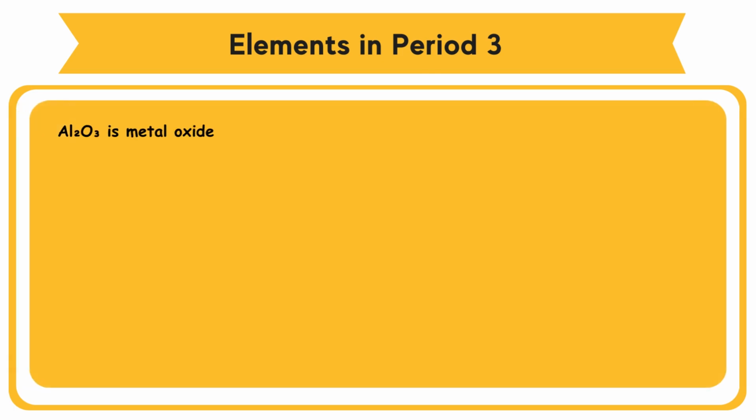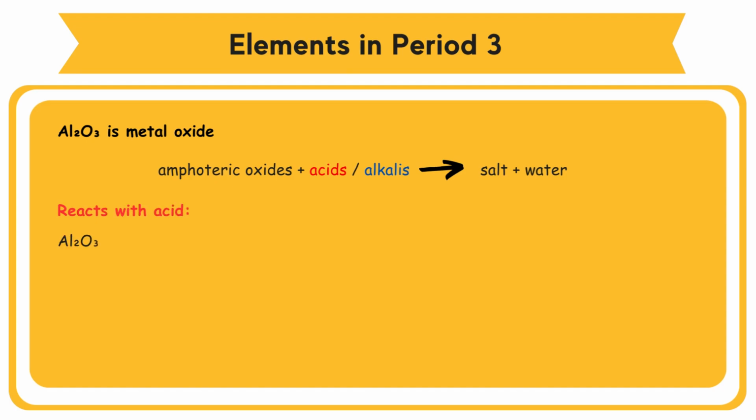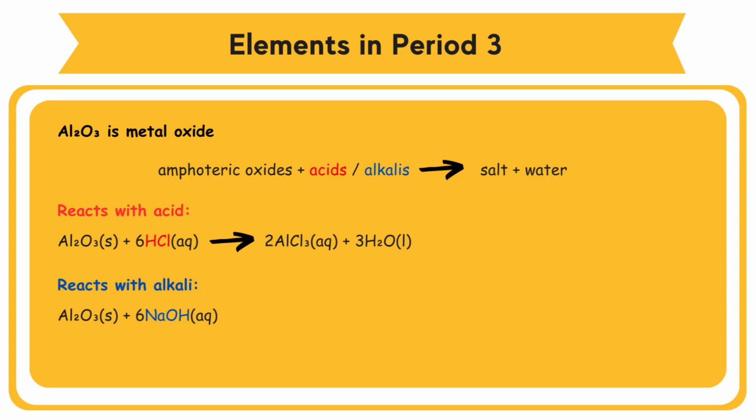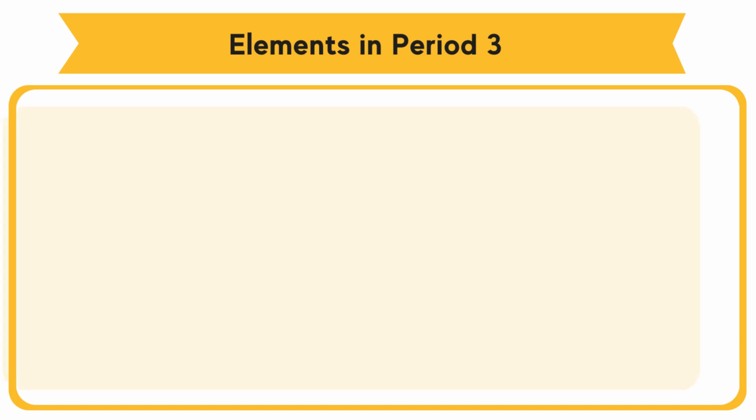Al2O3 is an amphoteric oxide. Amphoteric oxides are the metal oxides, which are able to react with both acids and alkalis to produce salt and water. Reacts with acid: Al2O3 reacts with 6HCl to form 2AlCl3 and 3H2O. Reacts with alkali: Al2O3 reacts with 6NaOH to form 2NaAlO2 and H2O. Aluminium oxide and silicon dioxide are insoluble in water.